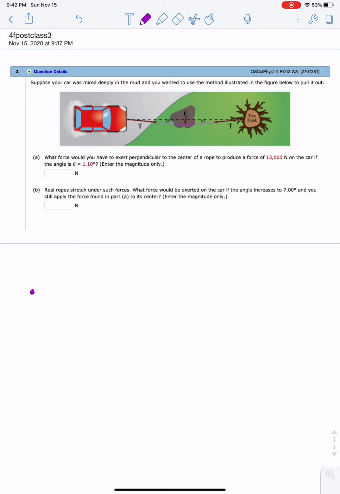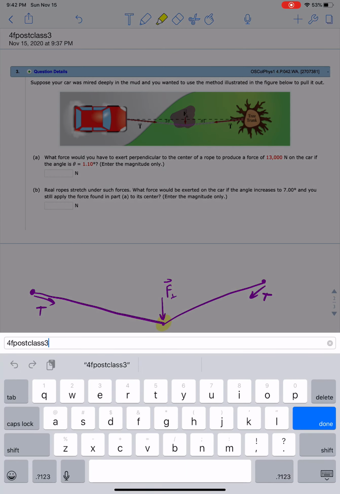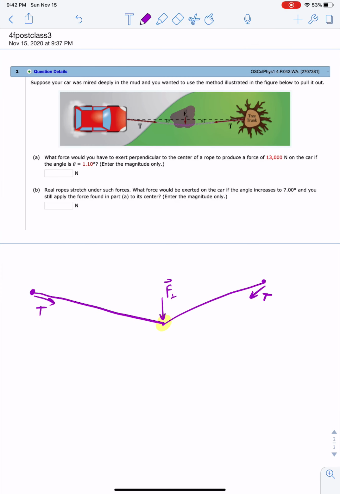So I'm going to draw this down here in a simpler way. Free body diagram without so much clutter. We've got our tension force here, our tension force here, and our perpendicular component. So we want to consider at this point where we're pushing, what are all of the forces?